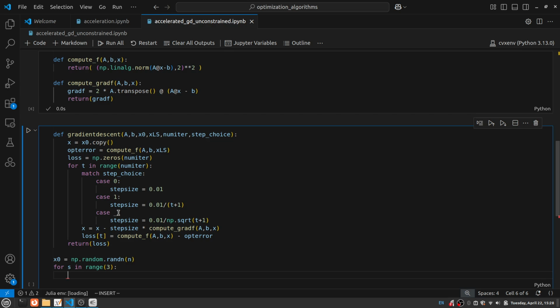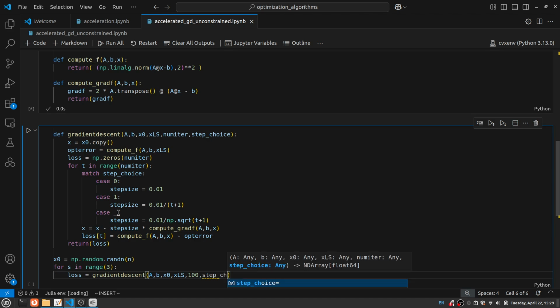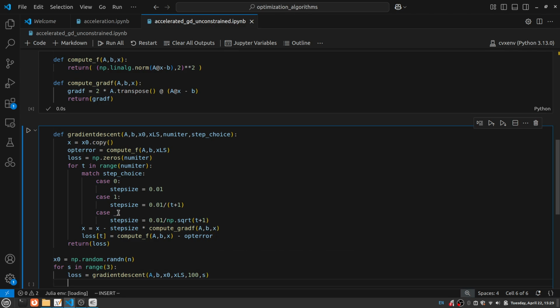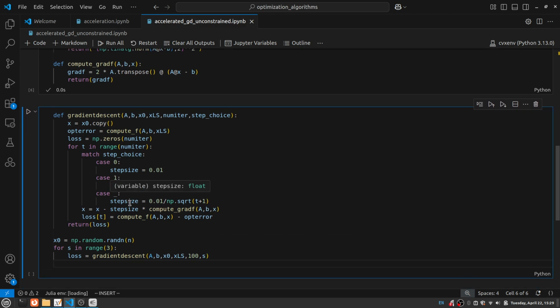So for different choices of the step size, let me just find this out. Loss is equal to gradient descent a b x naught x ls. Let me fix the number of iterations to be 100, and the step choice is this. And I want to plot this.